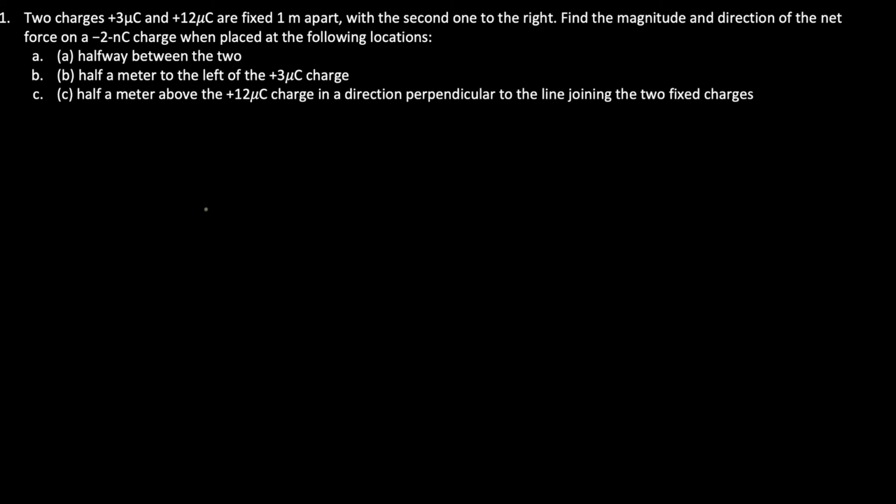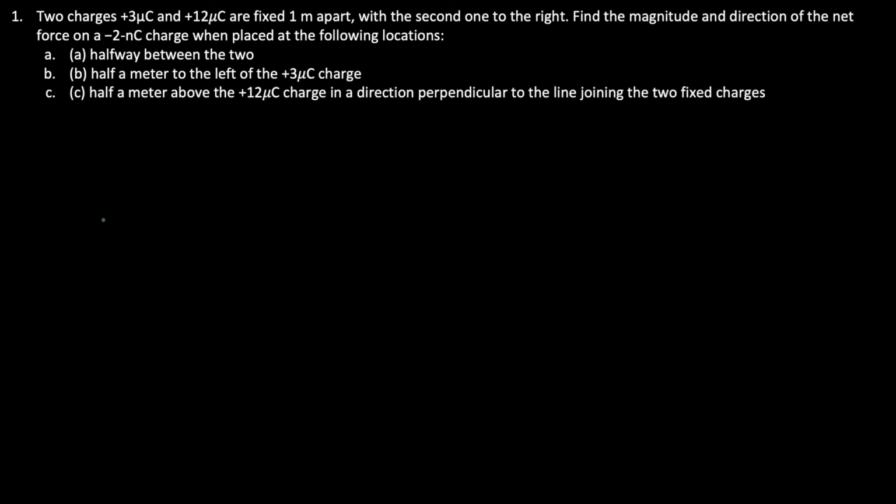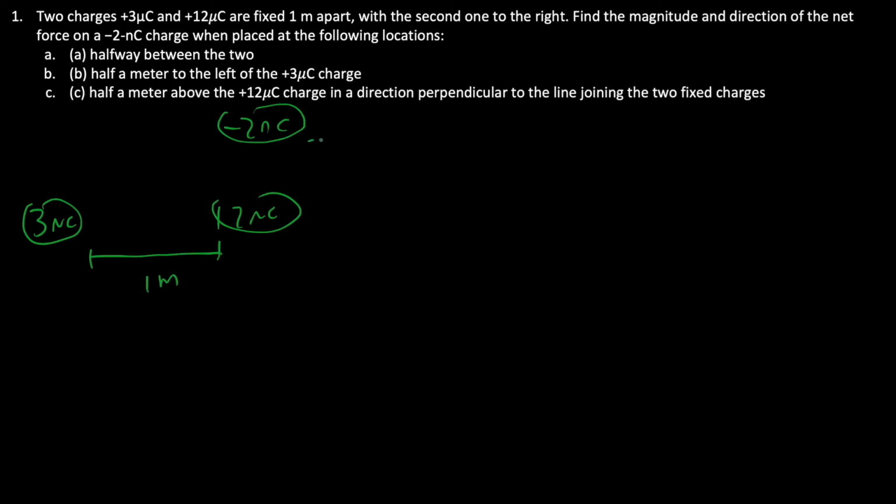So now the negative 2 nanocoulomb charge is placed half a meter above the 12 microcoulomb charge, in a direction perpendicular to the line joining the two fixed charges. So here is the 3 microcoulomb charge, here is the 12 microcoulomb charge, and here is going to be the negative 2 nanocoulomb charge. Here is a distance of 1 meter, and here is a distance of 0.5 meters.